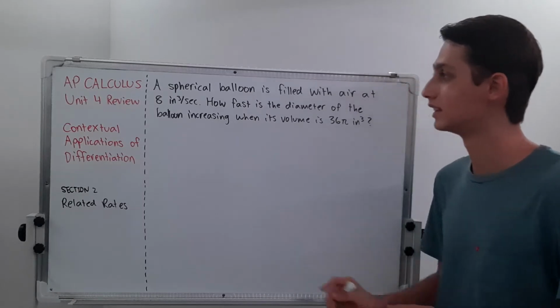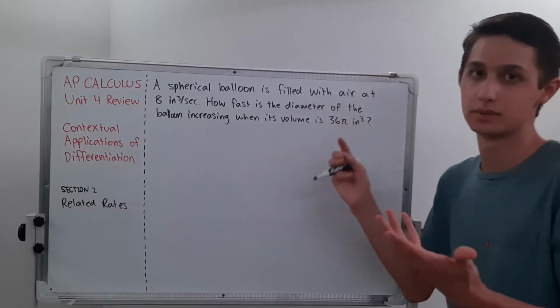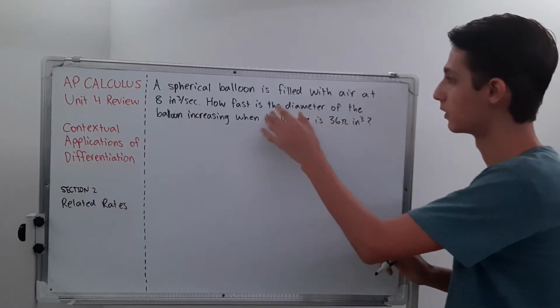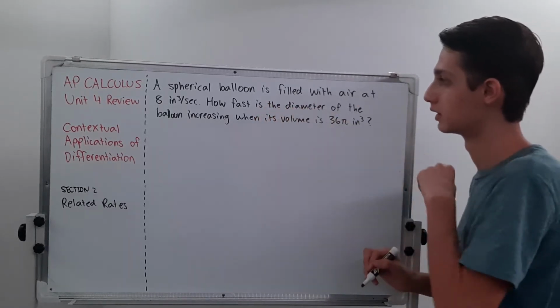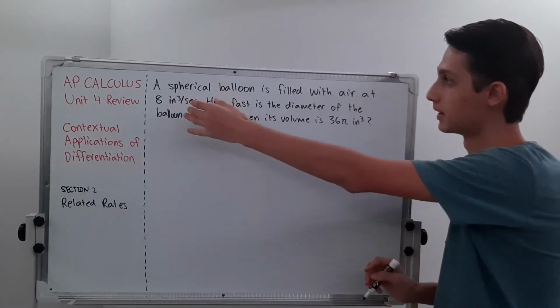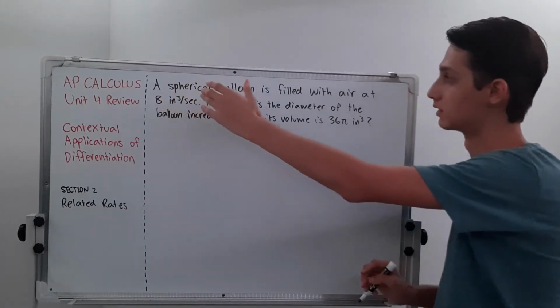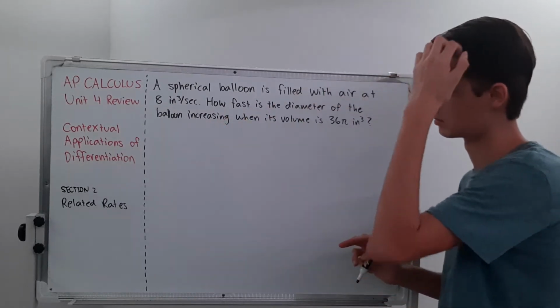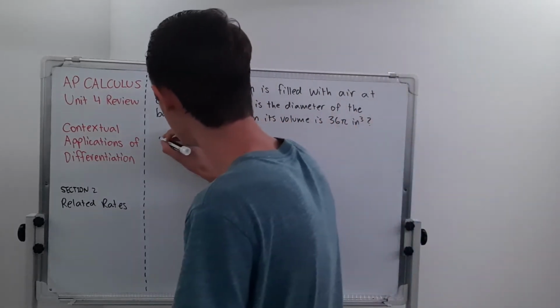So yeah, basically, let's actually just figure out our information. We are trying to figure out the diameter of the balloon. So let's think about what we have. It's a sphere, so the volume is going to be the volume of the sphere. So let's say volume.